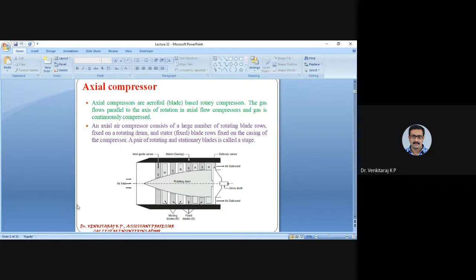Okay, so this is the construction. This is the way the axial compressor's rotor and stator blades are fixed, and the direction of flow is shown here. You can see the direction of flow is parallel to the shaft. So this is the incoming air inlet section, and it enters and flows through. You can see a very small gap between the stator blade and the rotating drum.